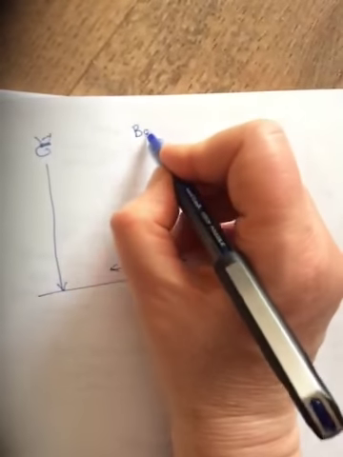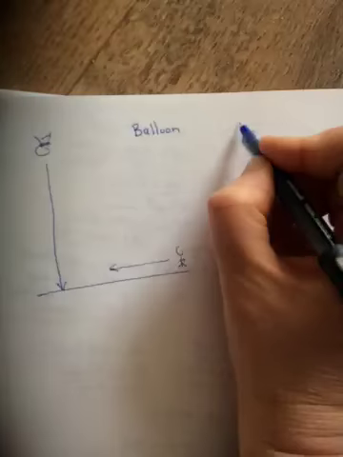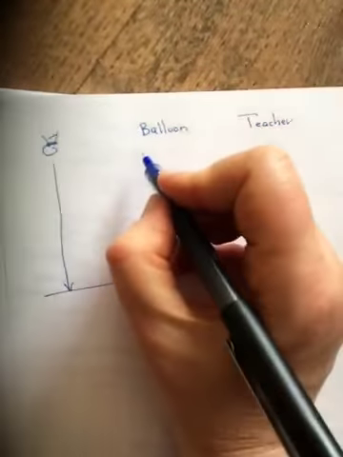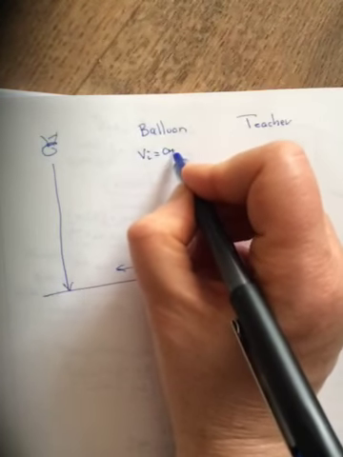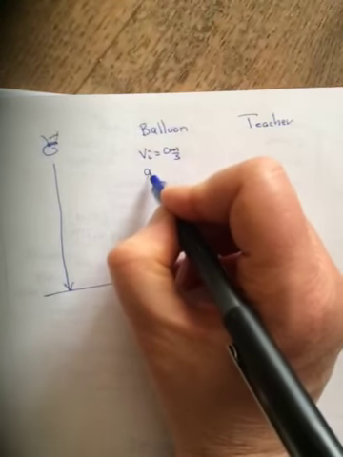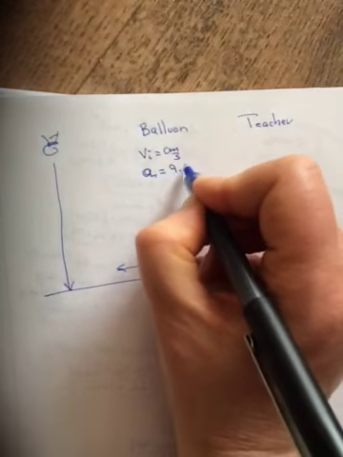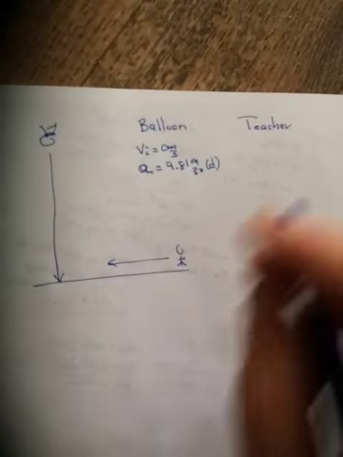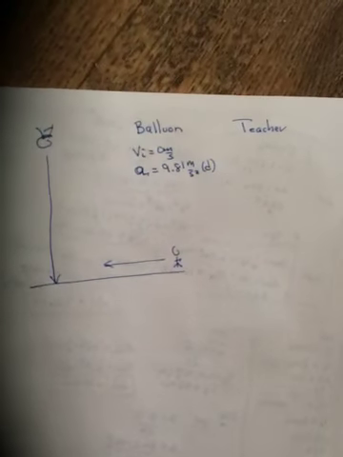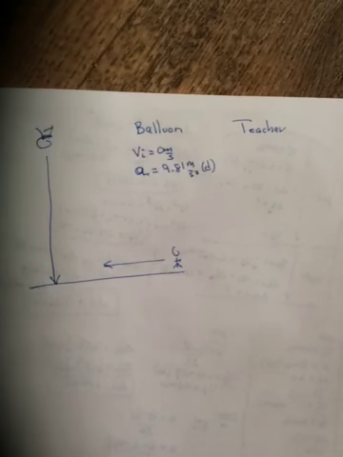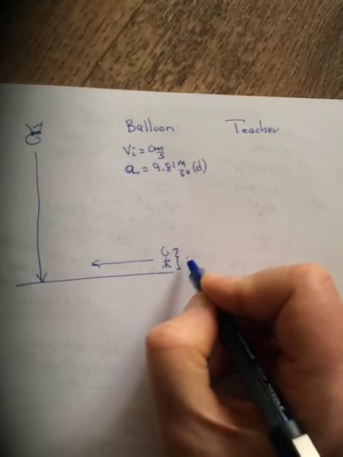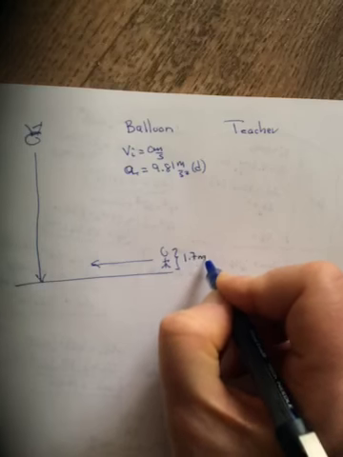So the two sections are going to be the balloon and the teacher. He drops the balloon. v_i will be 0. It falls, so its a is going to be 9.81 meters per second squared down. He drops a water balloon 18 meters. The teacher is 1 meter away from directly being below it. The teacher is 170 centimeters tall, or 1.7 meters.